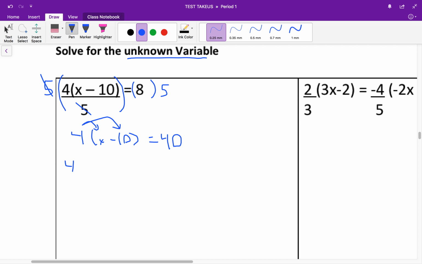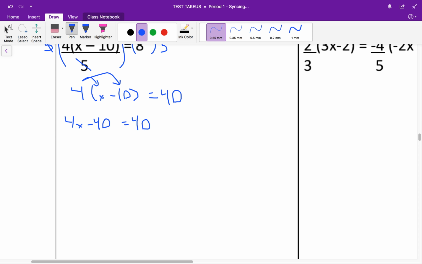So we have 4x minus 40 equals 40. Now I have to isolate this x, so we're going to move this over. The way I think about it, if you think about operations, it's a minus on this side, it's going to become a plus. So I have 4x equals 40 plus 40.